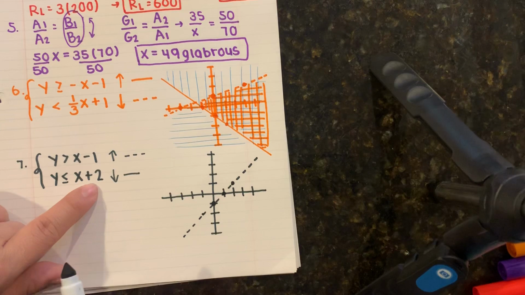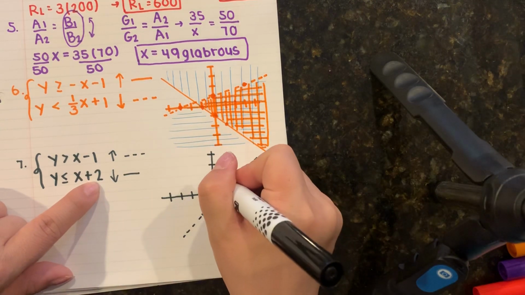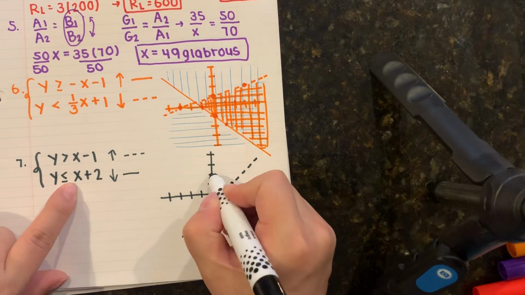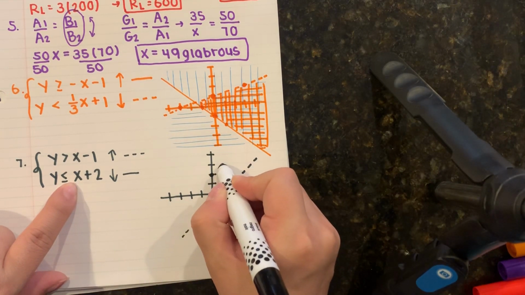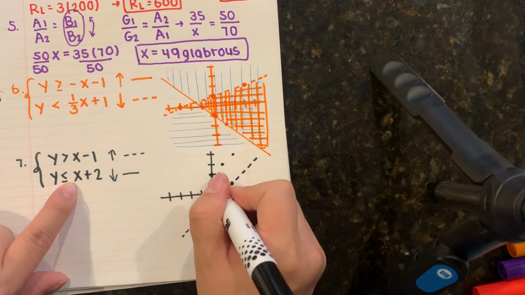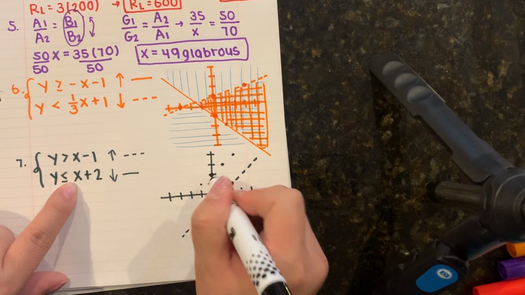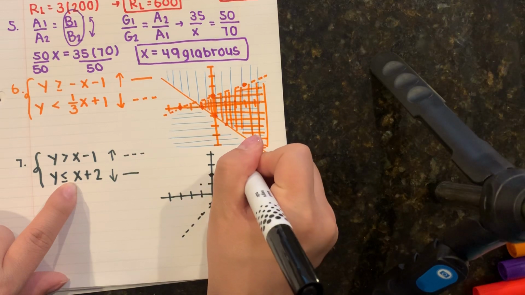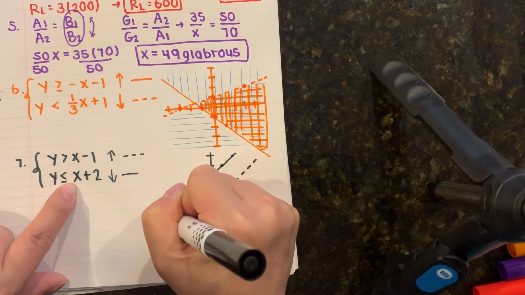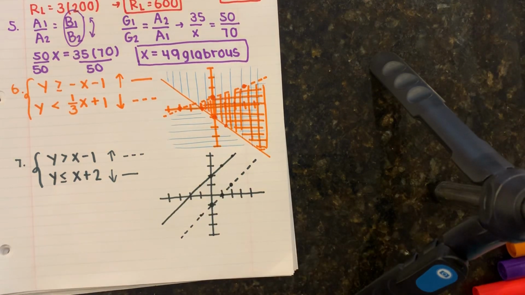Then our second one crosses the y-axis at +2. And this slope is also +1 over +1, so up 1 over 1, and then up 1 over 1, or down 1 to the left 1, that also works. But this one's going to be a solid line. And that should be your second line.